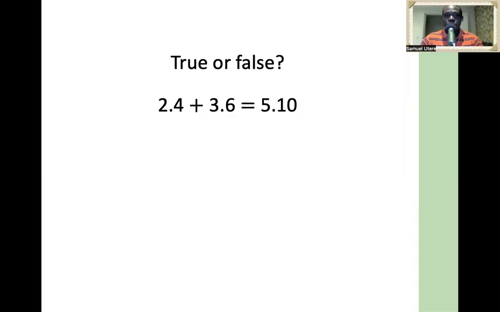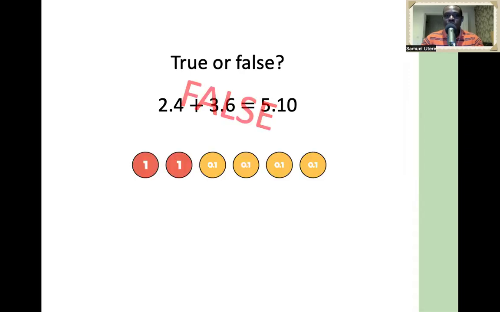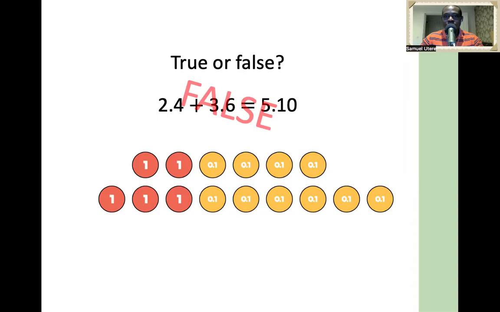True or false, 2.4 plus 3.6 will be 5.10, or 5.10, the way some people call it, yeah, it's 5.10. Well, if we use our method, we'll see that it's false. But why? If we think about it, using our place value counters, we have 2 ones and 4 tenths. And then we have 3 ones and 6 tenths.